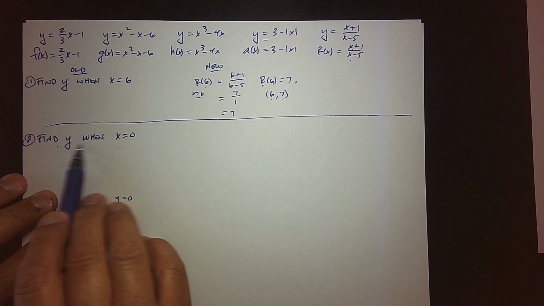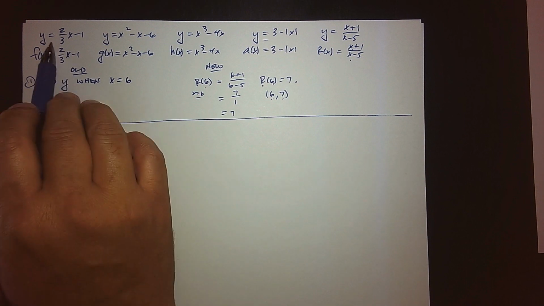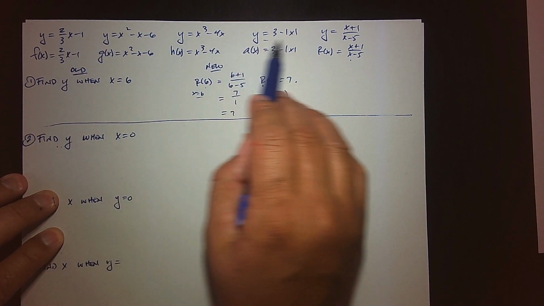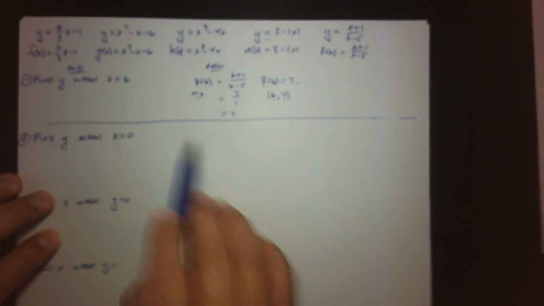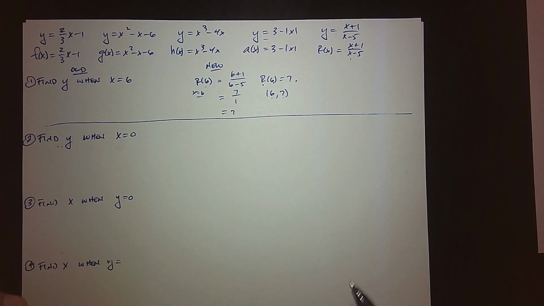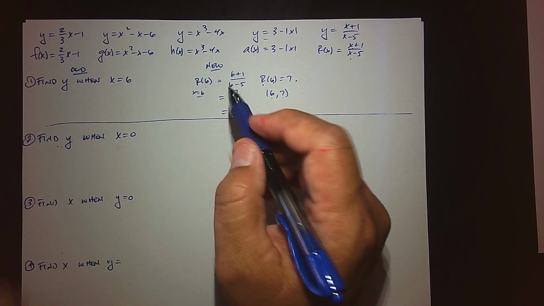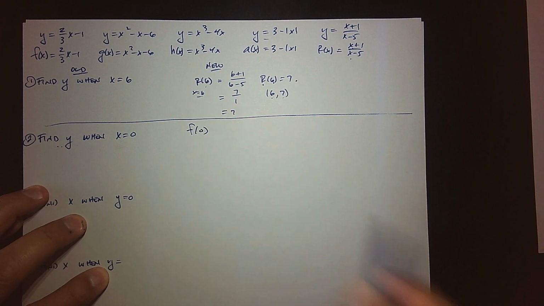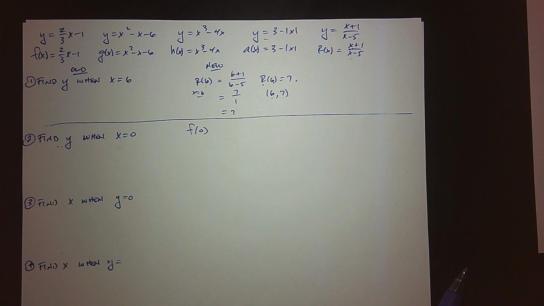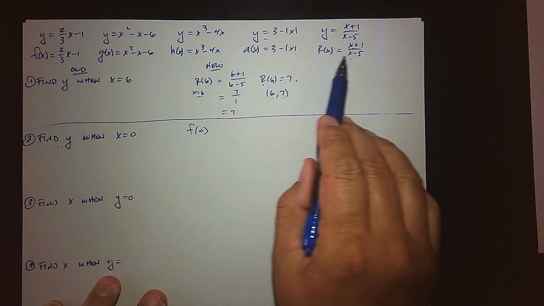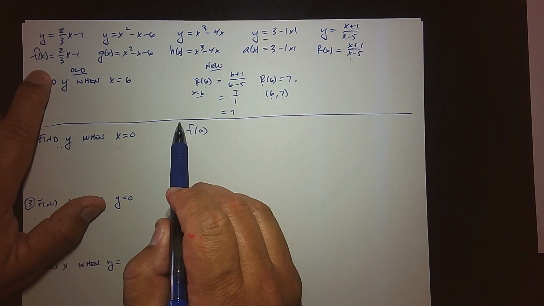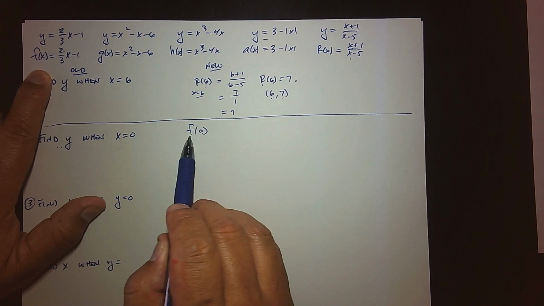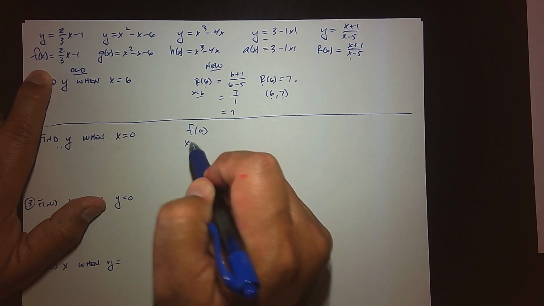Next one, find y when x is 0. Again, that notation is very ambiguous. I don't know which one I want. Which one am I looking for? Where do I want to go? And so very different if I went and said, well, we want f of 0. So now what we're doing is, of all these situations, we're going to the f function and I'm putting a 0 in for that. So x is equal to 0.